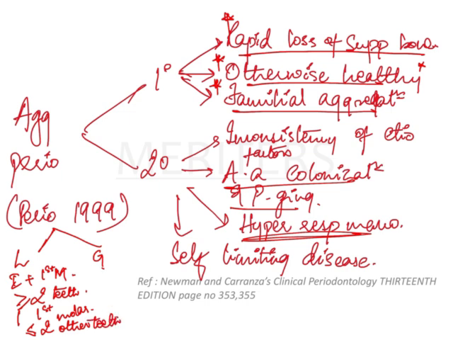In generalized, you have greater than or equal to three teeth apart from the incisors and first molars.